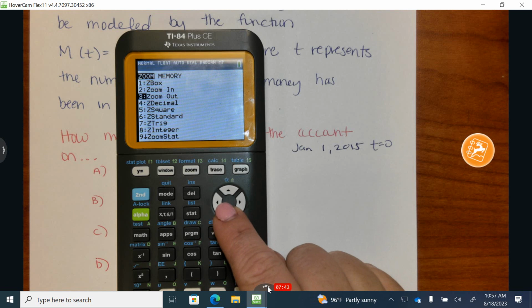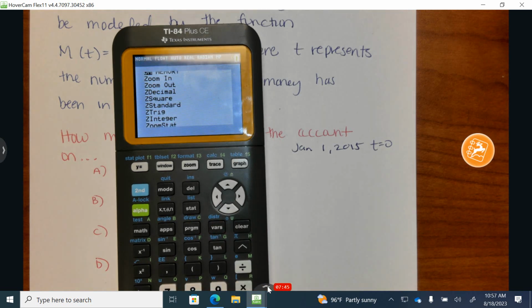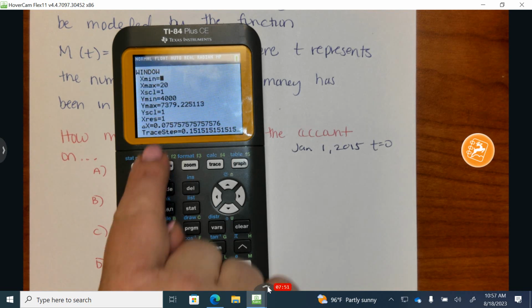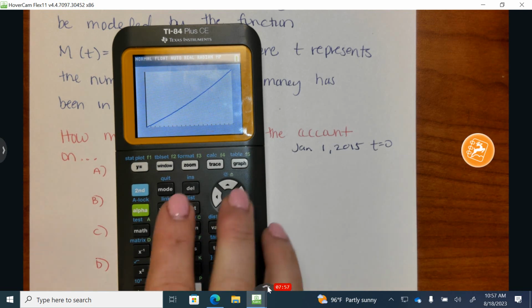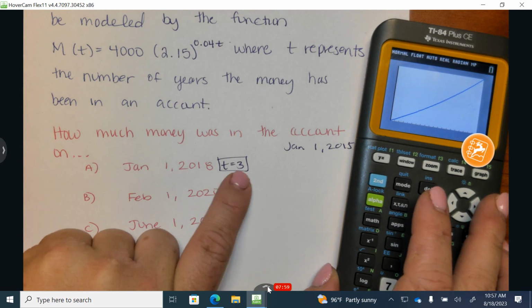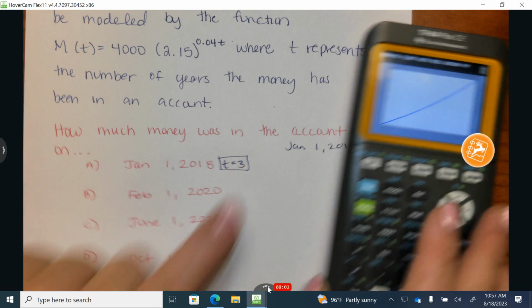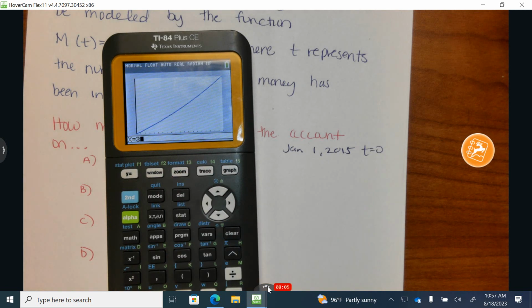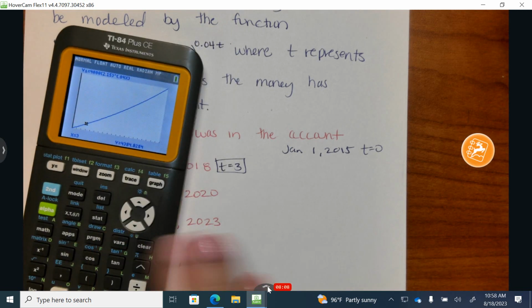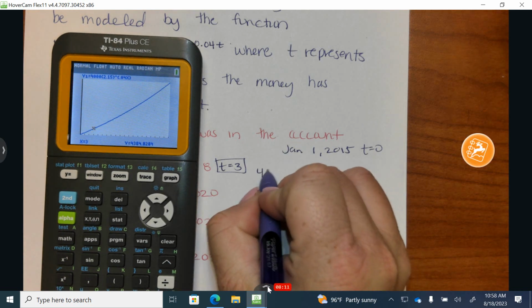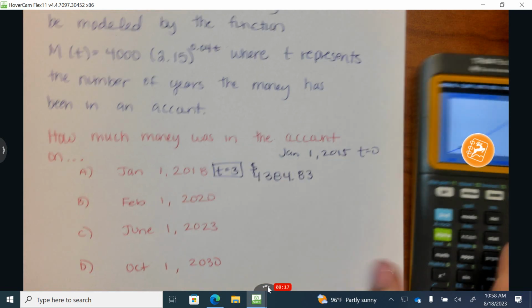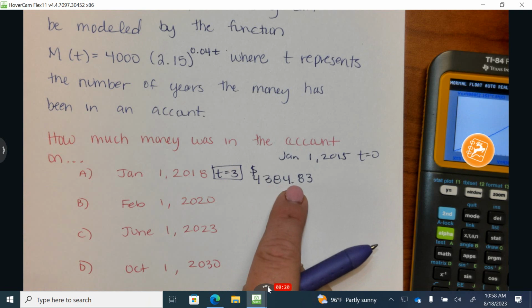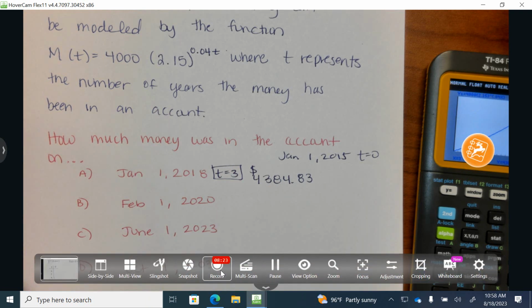So if I go to zoom, and I go down all the way to zoom fit and press enter, the calculator now will perfectly show the y values so that from x equals 0 to x equals 20 is now going to be visible on the screen. Okay, so let's start here. I'm going to figure out what t equals 3. Remember, we don't have t, we have an x. So t equals 3, I'm going to go second trace value, type in 3, and we can assume that there is a total of $4,384.83 after exactly 3 years. So my account has gone from $4,000 up to this point after exactly 3 years.